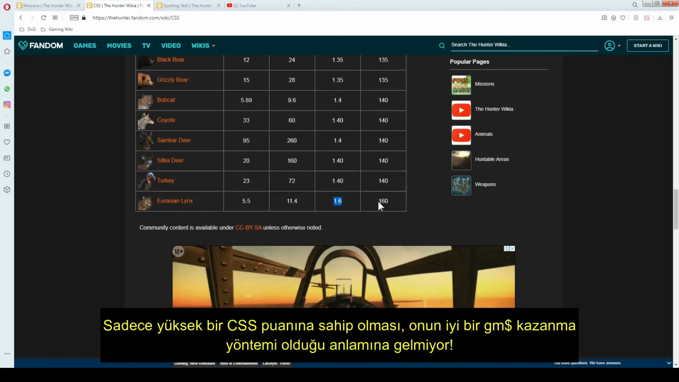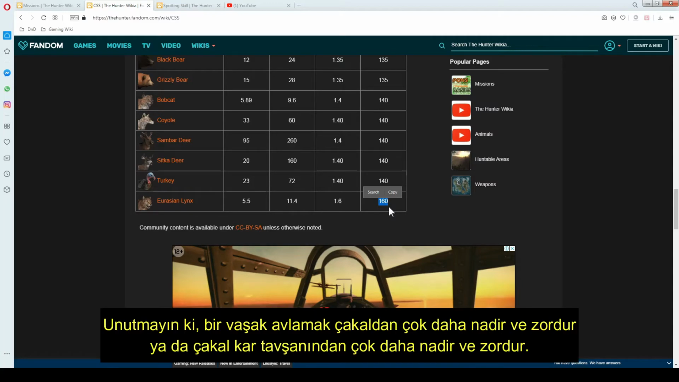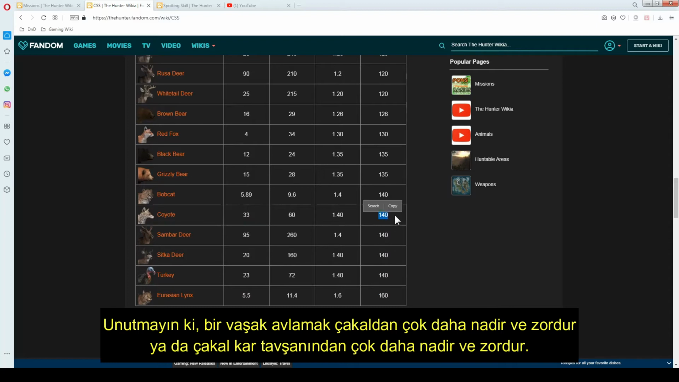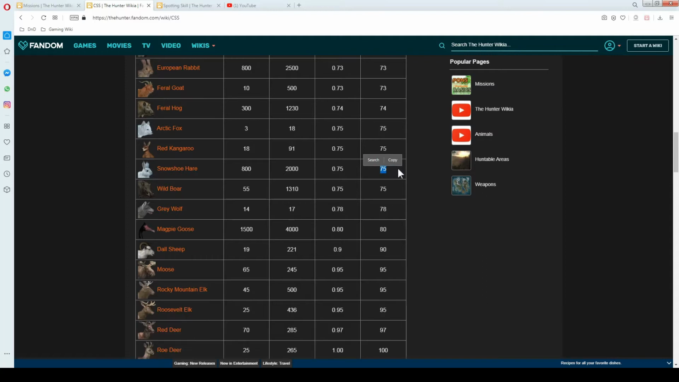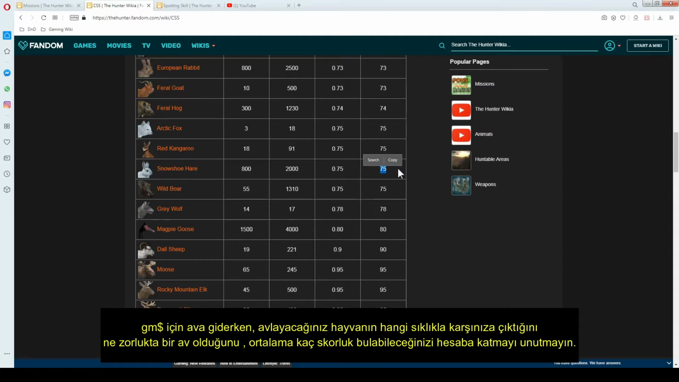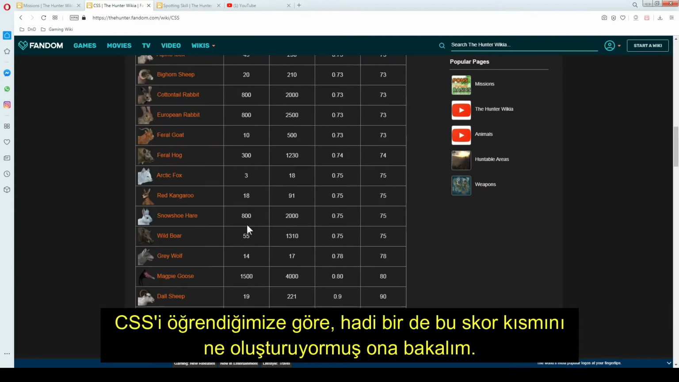Just because it has a higher point in the system does not always mean it is a great way to make money. Please note that going after a lynx will be much more difficult than going after a coyote, which will be much more difficult than going after, let's say, a snowshoe hare. When going on a hunting trip for GM dollars, please consider how difficult it is to hunt this animal, how often you encounter this animal, and what is the likely average score you are going to get from it. That being said, let's take a look at what makes this score in the first place.